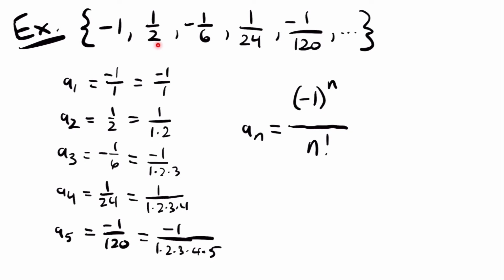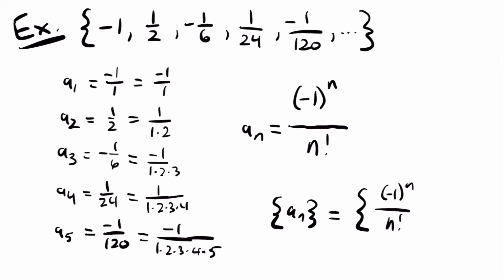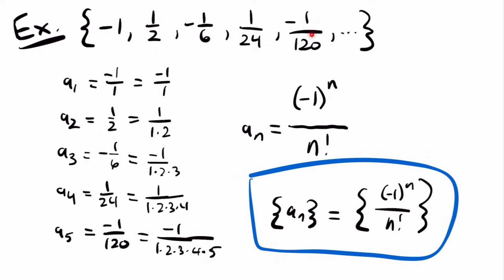And so if you ever have a sequence of those numbers or something similar to that, you probably are working with a factorial. All right, but in this case, our sequence a sub n is equal to negative 1 to the power of n divided by n factorial. That is the sequence that represents this list of terms.